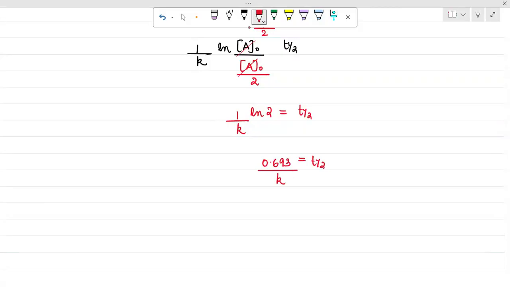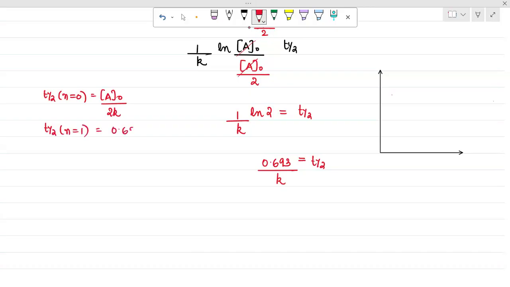T half of a first order reaction is equal to 0.693 by K. Very important. You get a lot of questions from half-lives, half-time, integrated rate equations, etc. Now, if you can recall, the T half for a zero order reaction was initial concentration by 2K. Now, the T half for the first order reaction, you have got it as 0.693 by K, which means for the first order reaction, there is no dependence on the initial concentration. Is there a term of initial concentration? No.